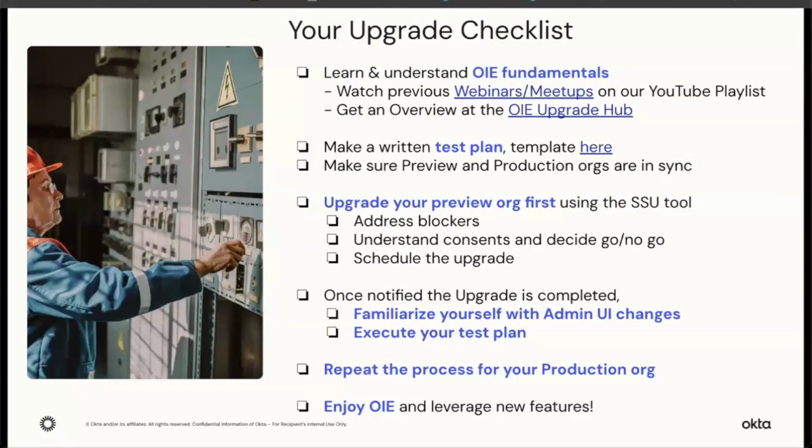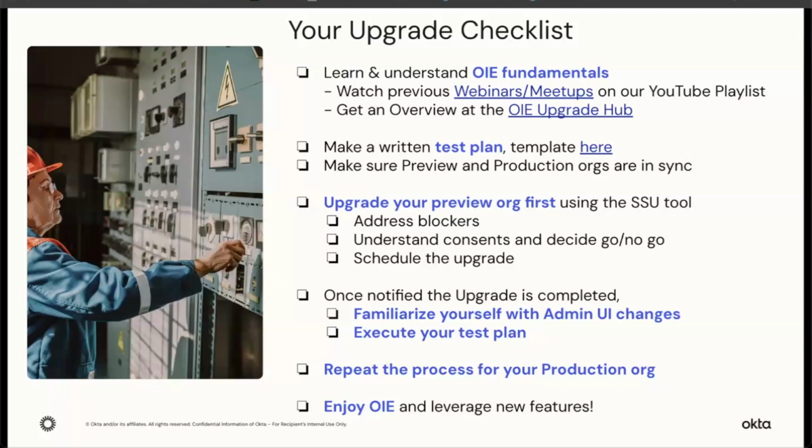Now we have also put together a checklist that we recommend you use. Let me walk you through it quickly. I talked about OIE fundamentals, and there are plenty of resources. I will touch on that in a second as well. Make a test plan. We've developed a template that you can access from this presentation. We will be posting this presentation, and you will be able to access that. The usual: make sure that your preview and production orgs are in sync. We know they always are, but sometimes they are not. And then upgrade your preview org first. Address the blockers, obviously, before upgrading, if there are some. Understand the context, schedule the upgrade.